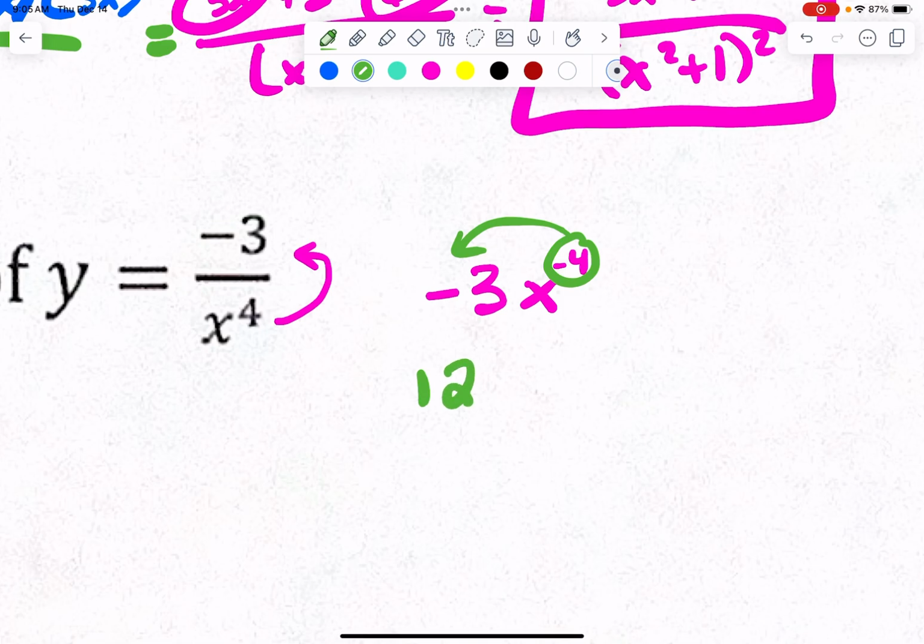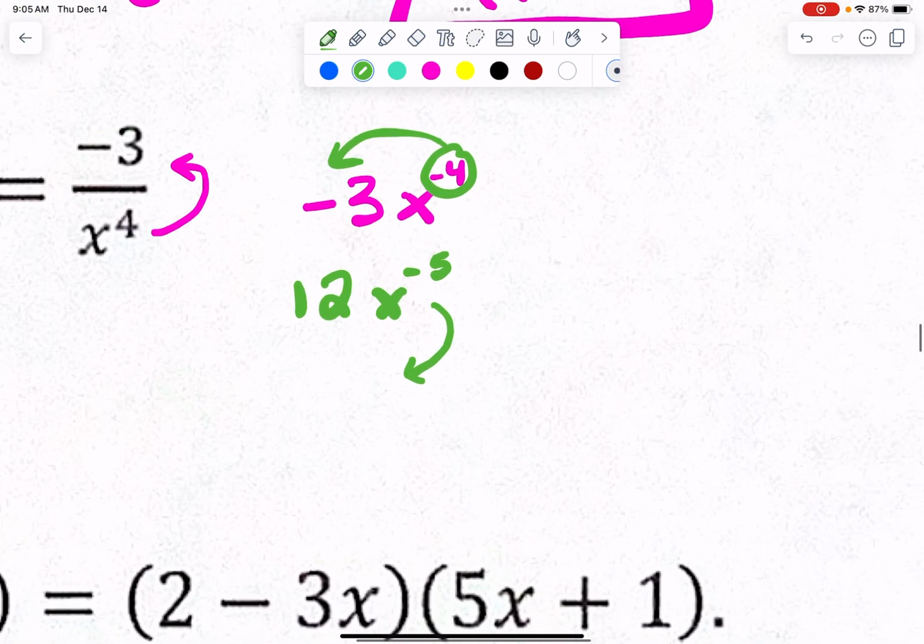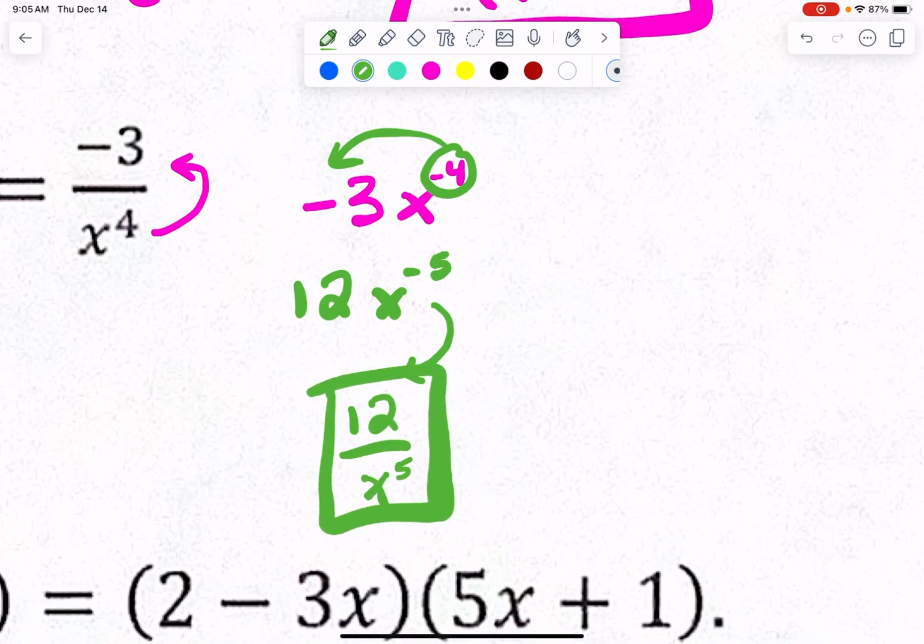This guy will be 12x to the negative 5th power, because you're subtracting 1. And now if I want to fix him, I move the x back down to the bottom. So I get 12 over x to the 5th. And that's a lot faster doing it that way. If you have something simple like this, it's a lot faster than if you were to use the quotient rule, okay?